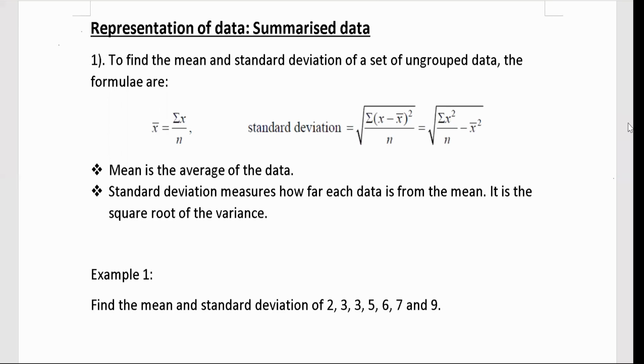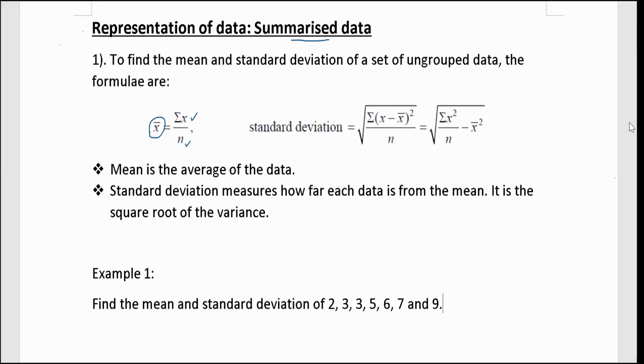Hi, let's continue with representation of data. Today's subtopic is summarized data. To find the mean and standard deviation of a set of ungrouped data, the formulas are given as follows. We use small letter x bar to represent the mean. Sigma x is to find the sum of the data. The small letter n is the sample size.